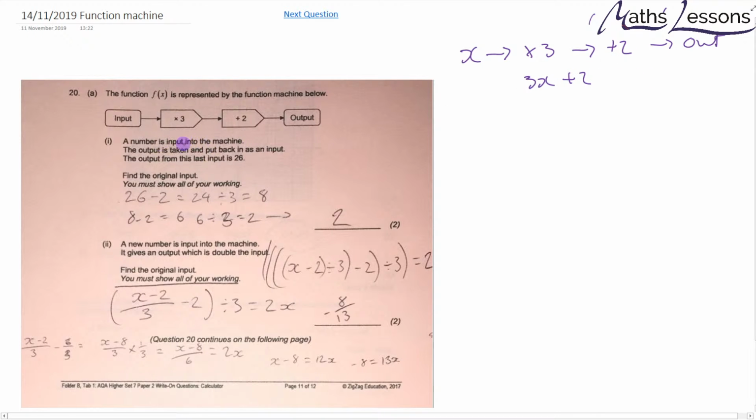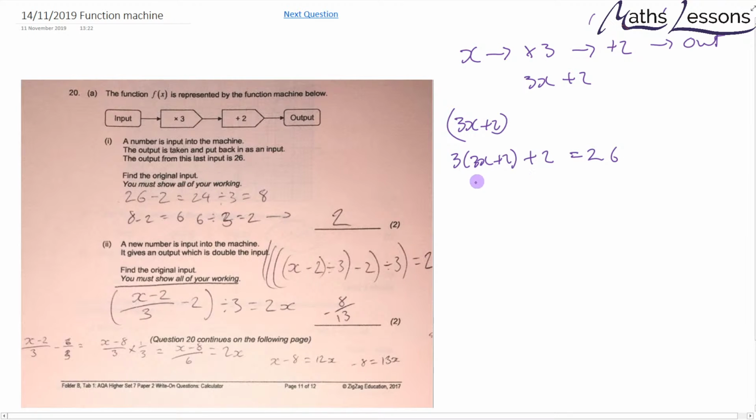And then what's happened is the output is taken and put back in as the input. So we're going to take 3x plus 2, and then we're going to times by 3. So we get 3 times (3x plus 2). And then we're going to add 2. And that equals our new output, which is 26.